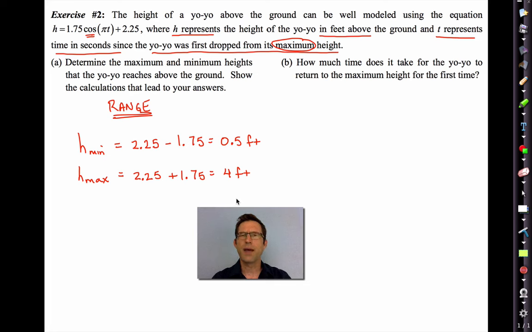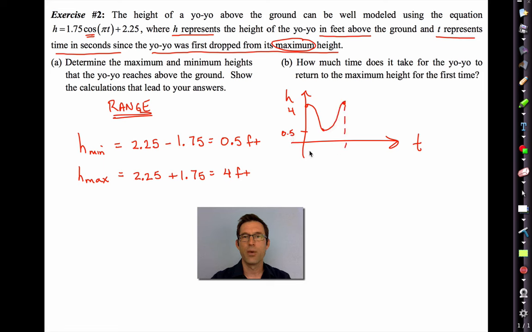Now letter B, how much time does it take for the yo-yo to return to the maximum height for the first time? In other words, if we were graphing this thing, we've got the height versus time. It starts off here at 4 feet, it drops down to a half a foot, and then it comes back up to 4 feet. We want to know this time. Pause the video now and think about this a little bit.